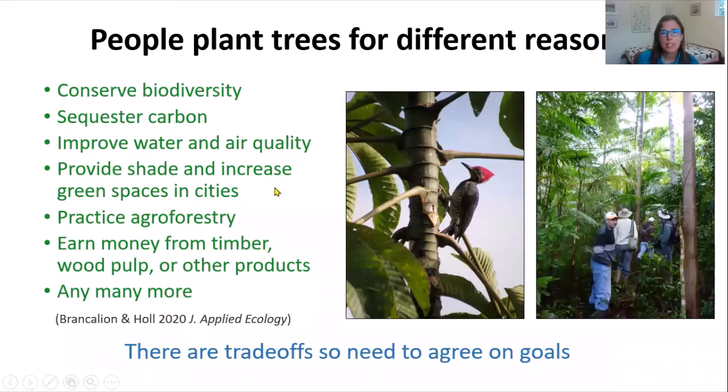Some of these goals can be achieved simultaneously, but we also have to recognize that there are trade-offs. The species that we might plant for agroforestry might be different than for maximizing carbon or for biodiversity. And so in order to have a successful effort and evaluate success, we need to start by talking about and agreeing upon goals amongst the different stakeholders involved.